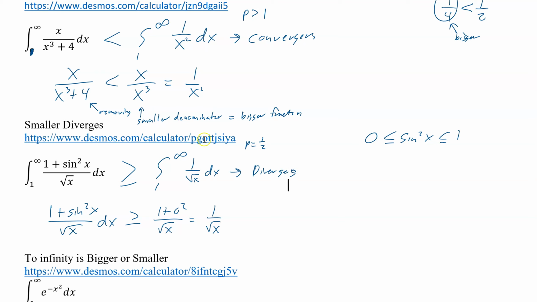So if 1 over radical x diverges, well, then this one diverges as well. Let's look at the graph. It's always good to just plug that one and that one into your calculator and look at them, and they will show you if they are actually bigger than each other or smaller.